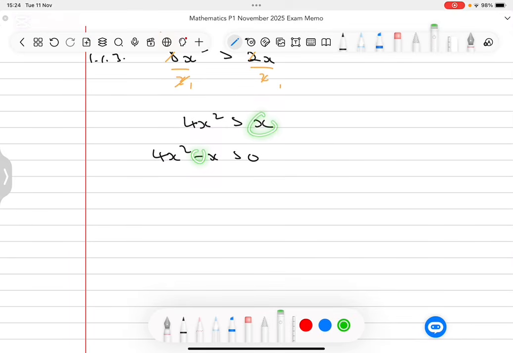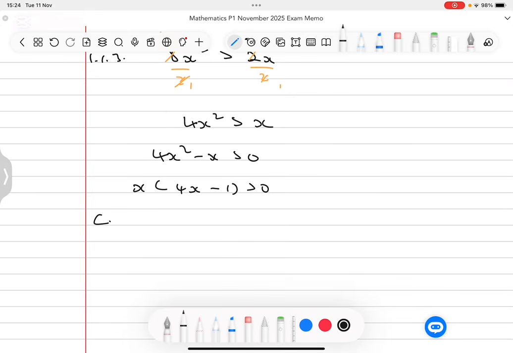So this will become a negative when it comes to this side. Now at this stage, what we can do really is that we can factorize here. I can take out the x as a common factor, so that I have an x here, 4x minus 1 is greater than 0. Remember, if I multiply this back, I'm going to have a 4x squared. Then if I multiply back, I'm going to have a negative x. So x is a common factor there.